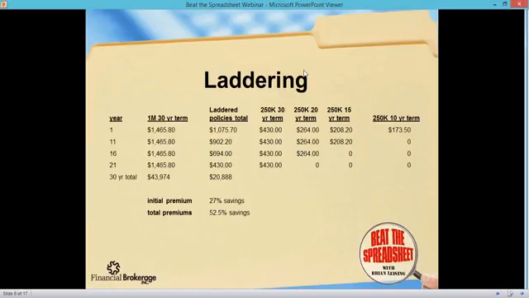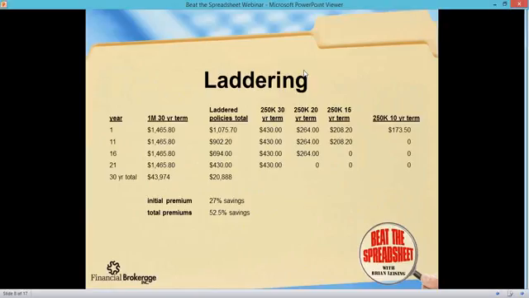So once we get to year 11, guess what? Our 10-year term drops off. Now we're saving another $173 per year that we didn't have to pay before. So now we're down to $902. That looks better. What happens in year 16? Our 15-year term has dropped off. Now we're down to $694. We're getting close to half of that initial premium there.